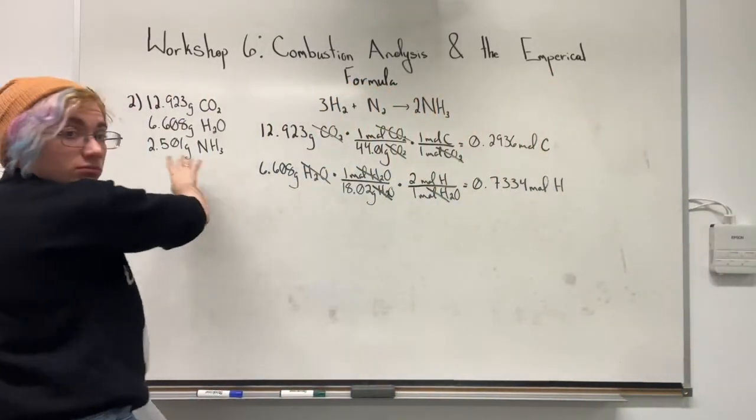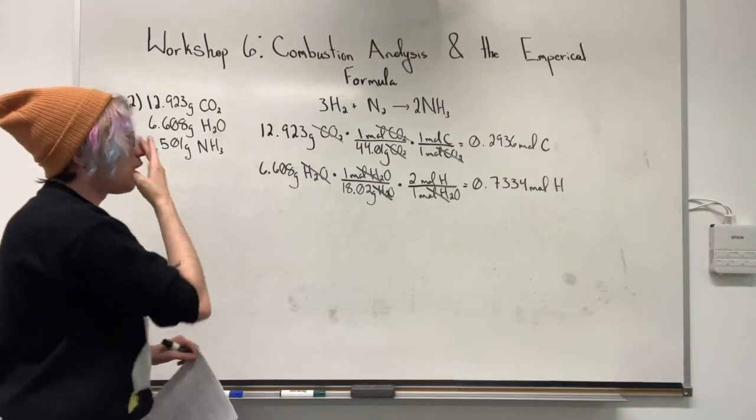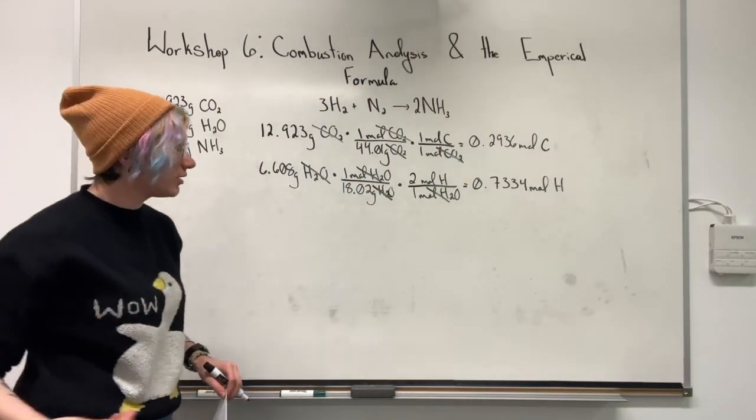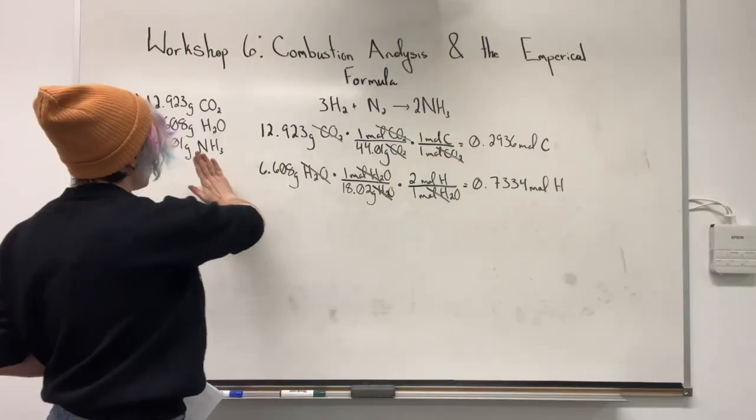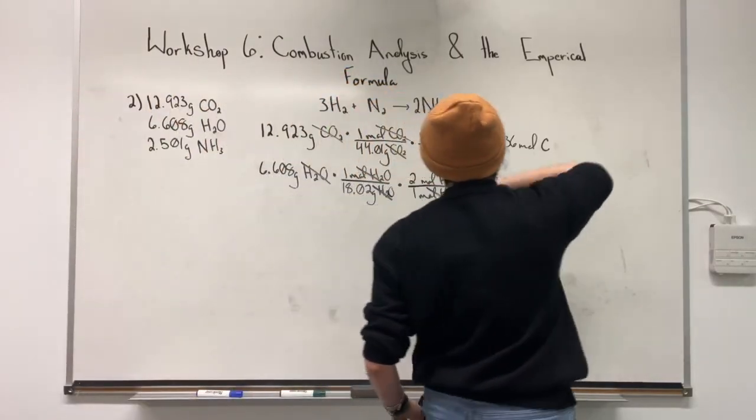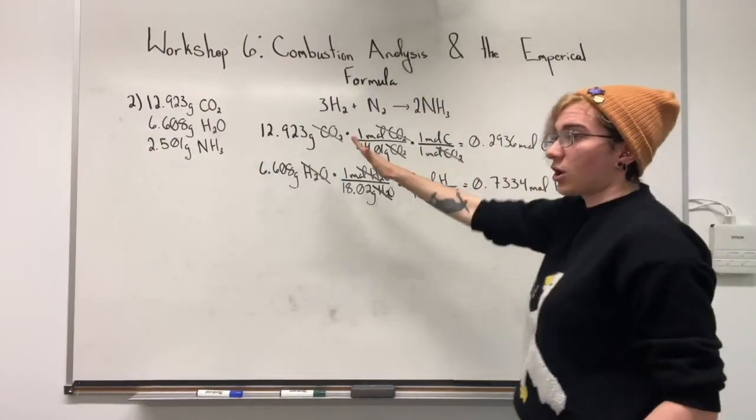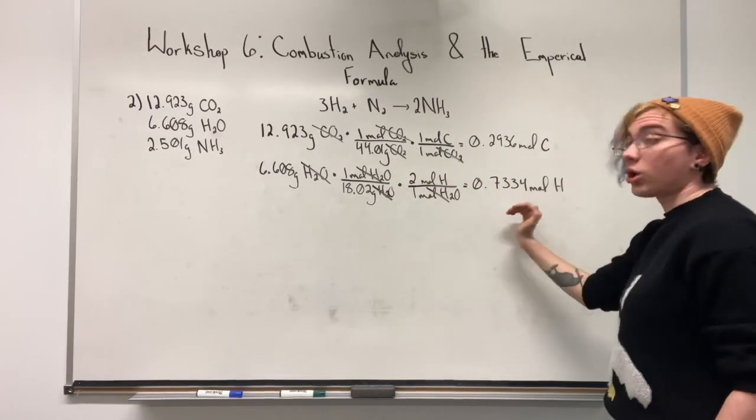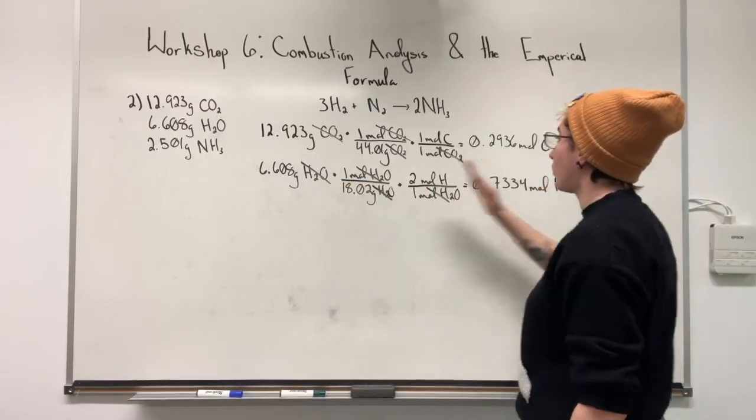Now for the nitrogen, we're going to do the same work we're doing here. We're just going to focus on the nitrogen containing compound. All of the nitrogen got converted into ammonia, so all of it can be used to find the amount of nitrogen we started with. Just like the carbon dioxide and the water, all of the carbon got converted into carbon dioxide, so that's why this works. All of the hydrogen got converted into water, so that's why this works.